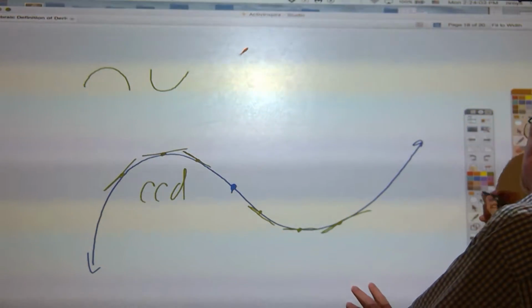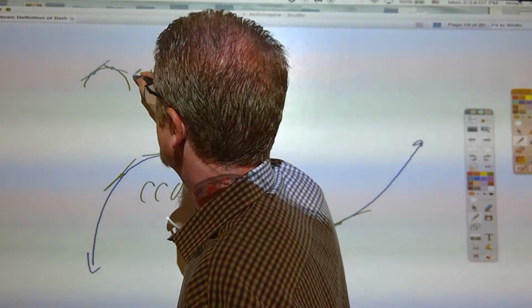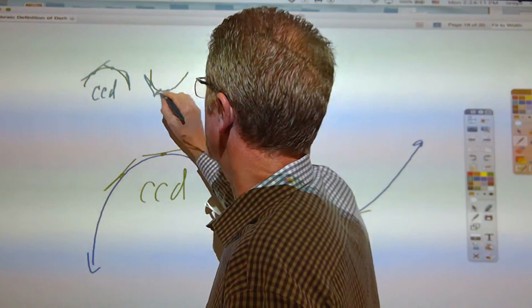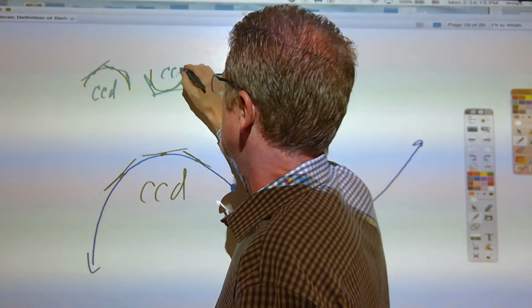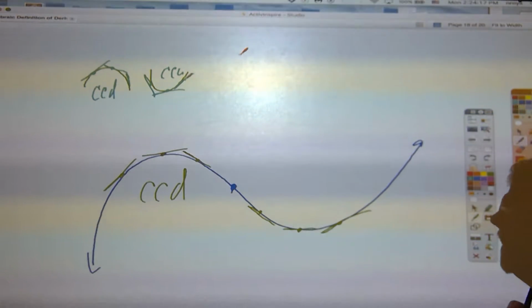Well, mathematically, we can describe the difference between these two. If the tangent lines are camping out above, it's concave down. If the tangent lines are camping out below the graph, it's concave up. Anyway, but you didn't have the language of concave up, concave down.